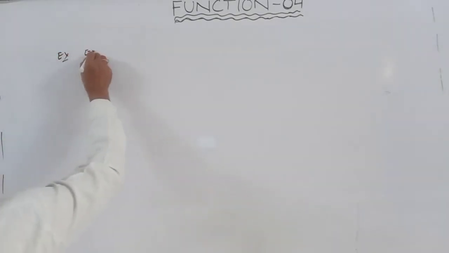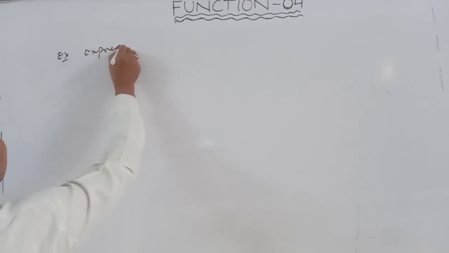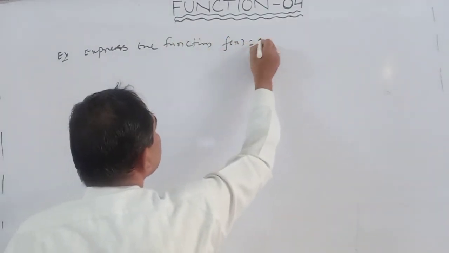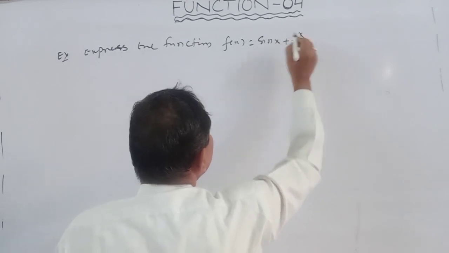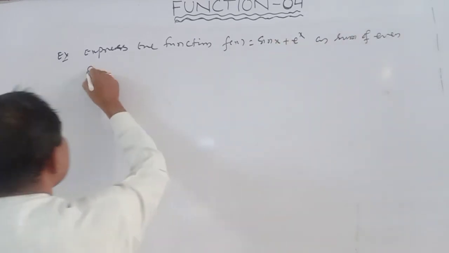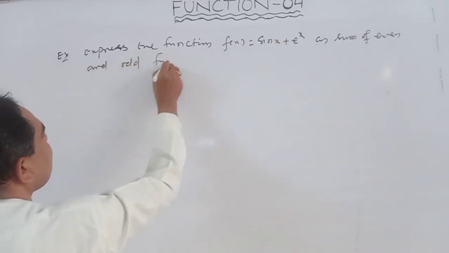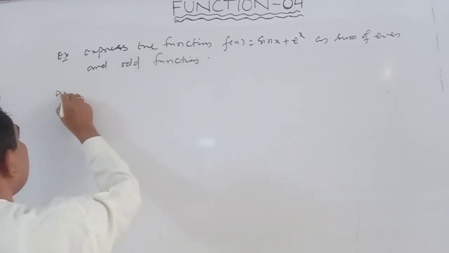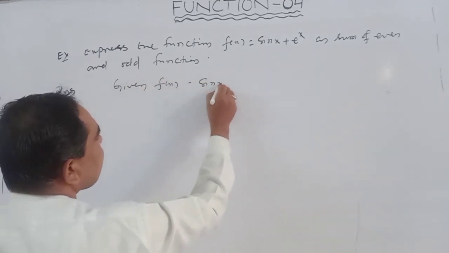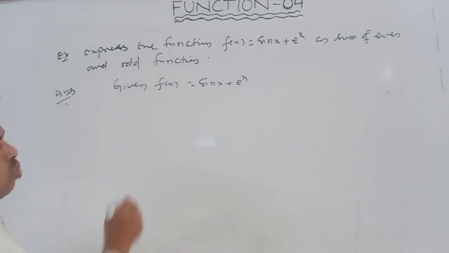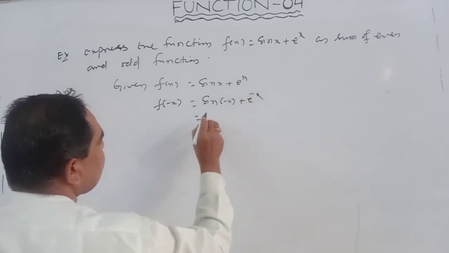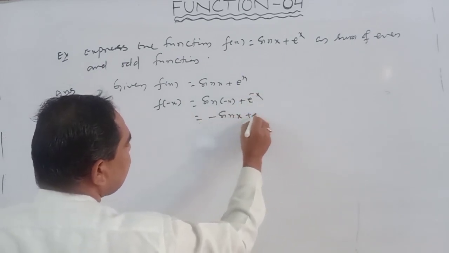Example: express the function f of x is equal to sin x plus e to power x as a sum of even and odd function. Answer: given f of x is equal to sin x plus e to power x. So find f of minus x. Sin of minus x plus e to power minus x. This is minus sin x plus e to power minus x.